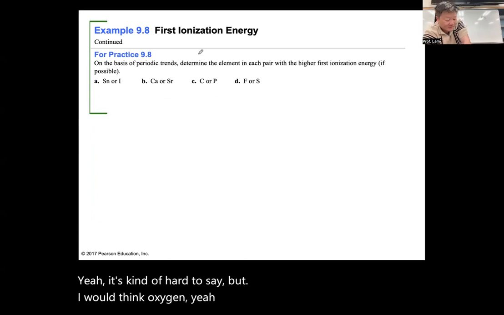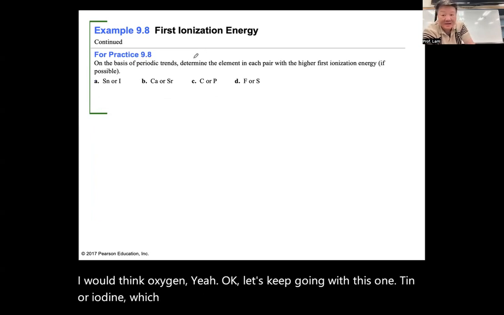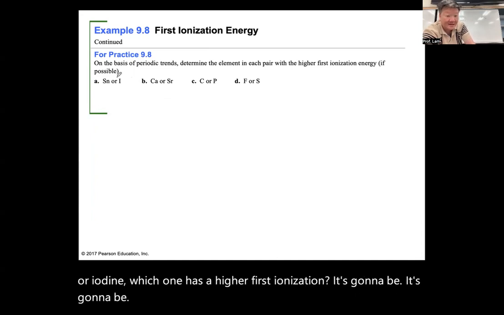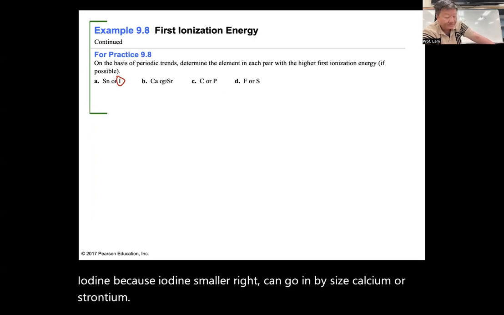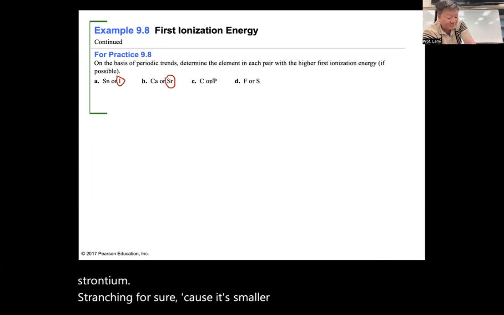Okay, let's keep going with this one. Tin or iodine, which one has the higher first ionization energy? It's going to be iodine, because iodine is smaller, right? Again, going by size. Calcium or strontium? Strontium for sure, because it's smaller. Carbon or phosphorus? Okay, again, which one is smaller?